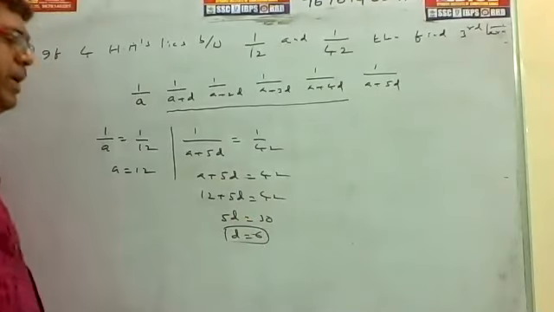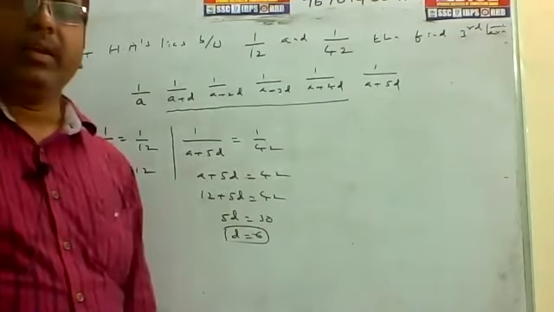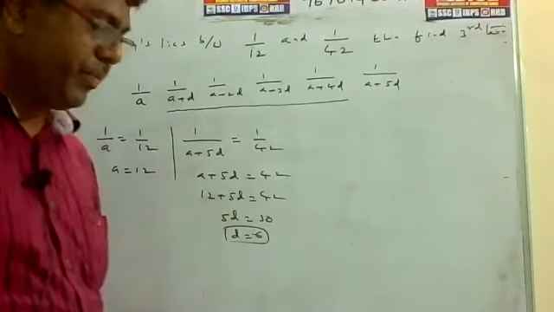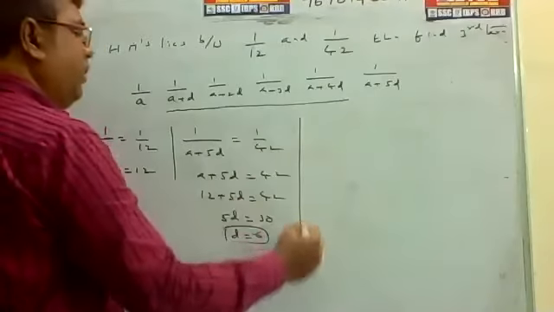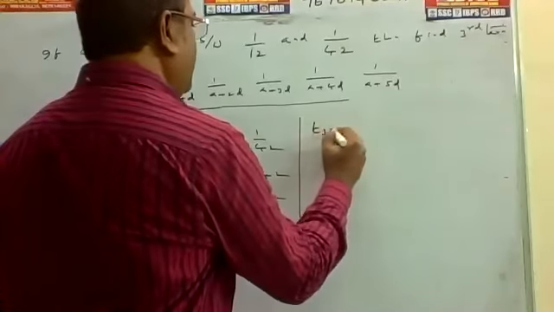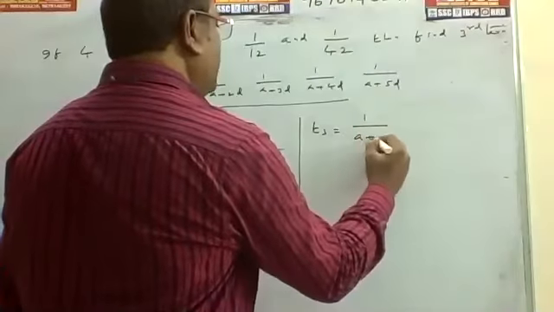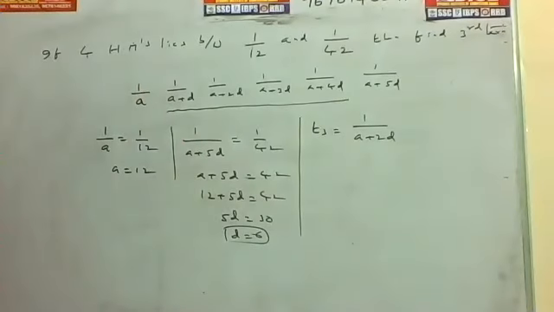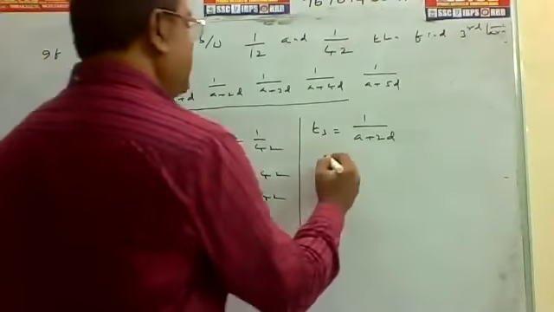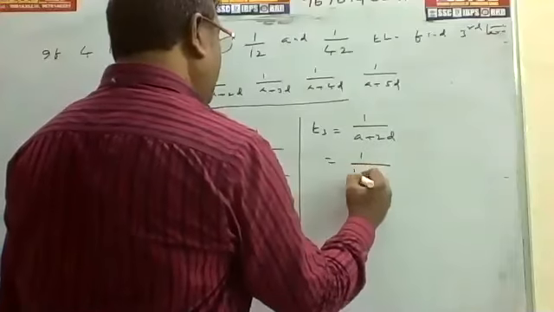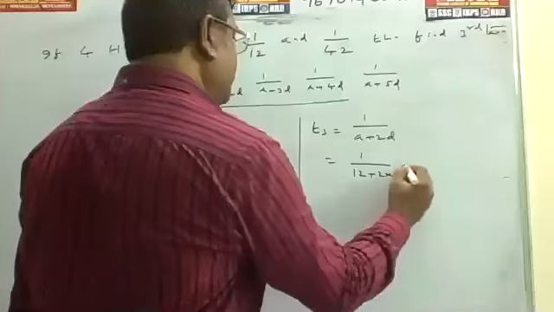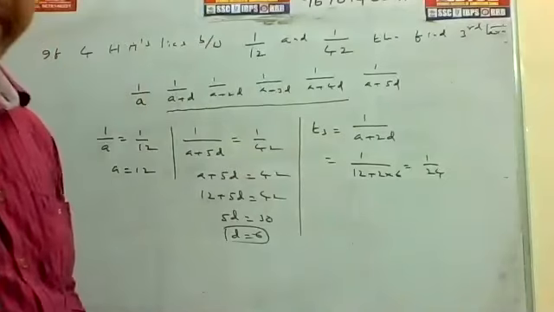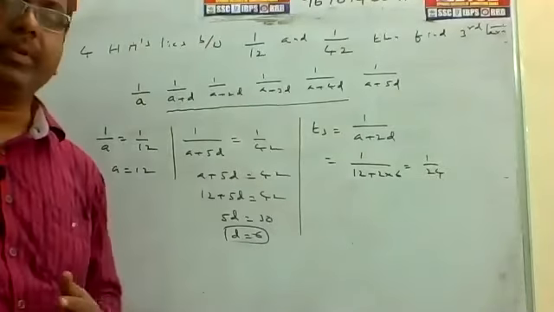Now I know the values a is equal to 12 and d is equal to 6. So what is the question? Find the third term. What is the third term formula? T3 is equal to 1 by a plus 2d. Therefore, the answer is 1 by 12 plus 2 into 6, which is 1 by 24. This is the method of doing that.